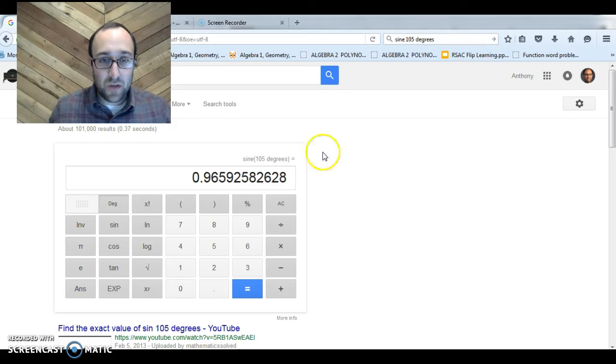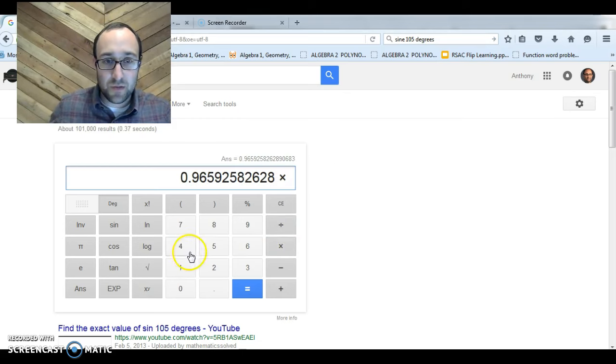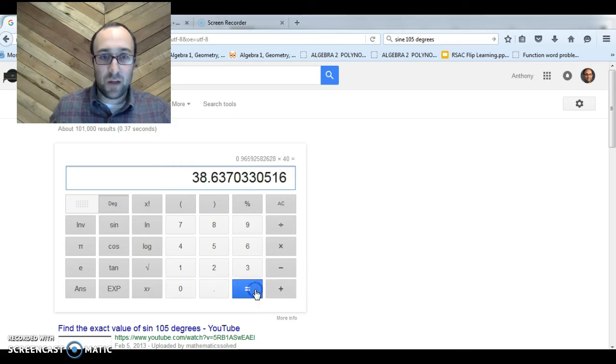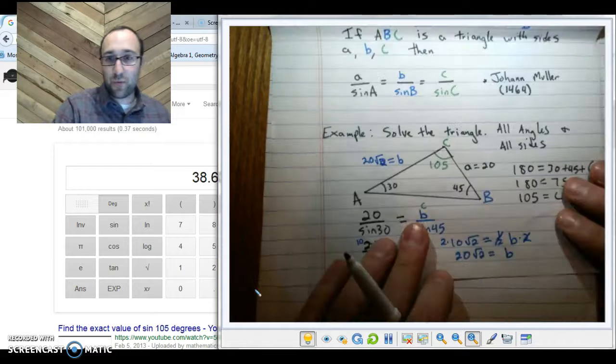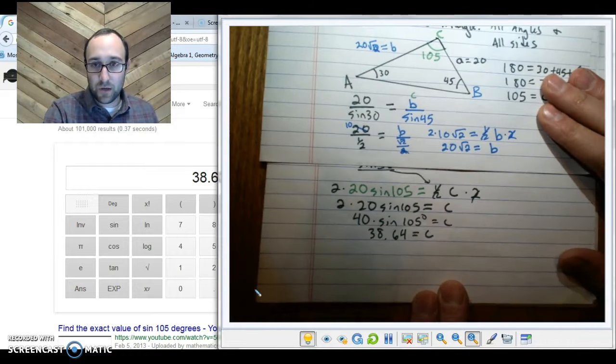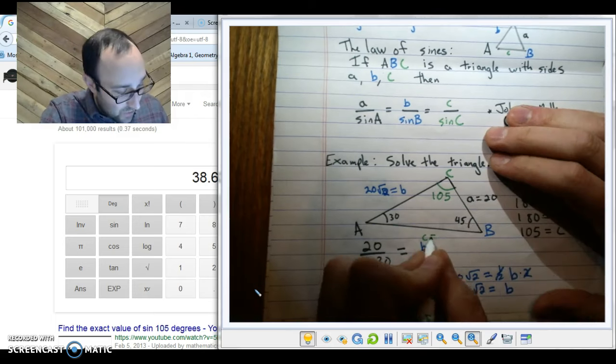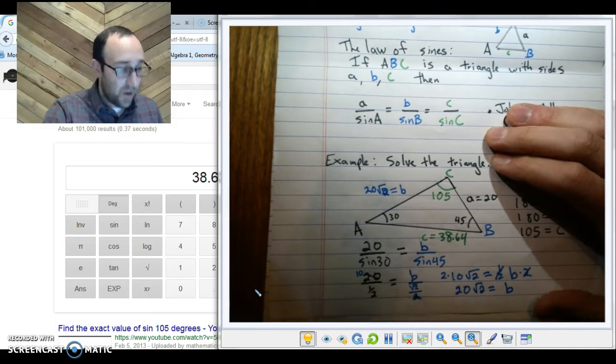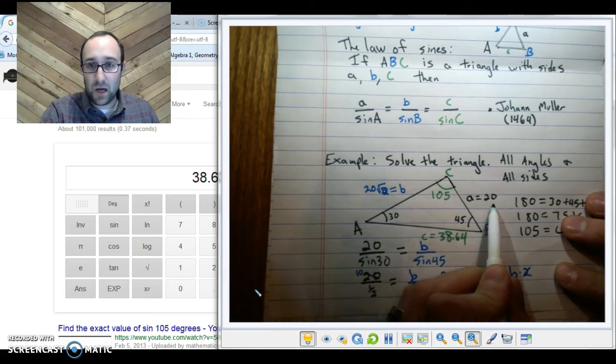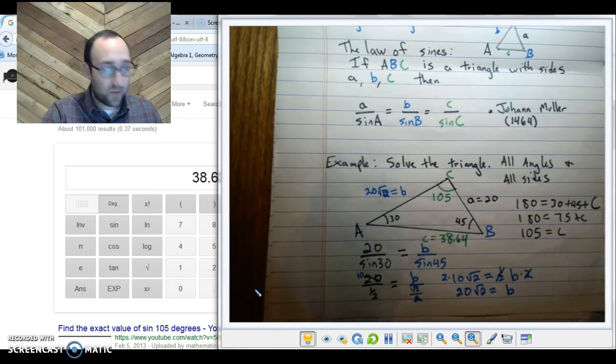Okay, so then we're going to do that. Let's just multiply that times 40, since we got it all here. And we'll end up with 38.64, let's say. 38.64 equals C. All right, so we got 38.64 equals C right there. So now let's just plug it in to finish off our whole big triangle. 38.64. So now we have side, side, side, angle, angle, angle. We have solved the triangle because we have all sides and all angles.